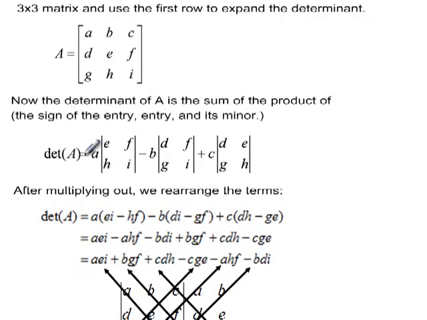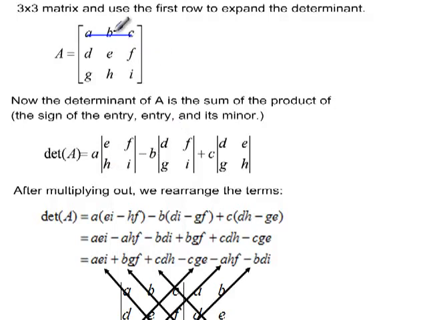So let's stick with the first row, using the first row to expand the determinant. So A, B, C will be the entries. So we know that the determinant of the matrix A will be A times the corresponding submatrix. So you cross out the first row and you cross out the first column. So you end up with E, F, H, I as the submatrix for the entry A.